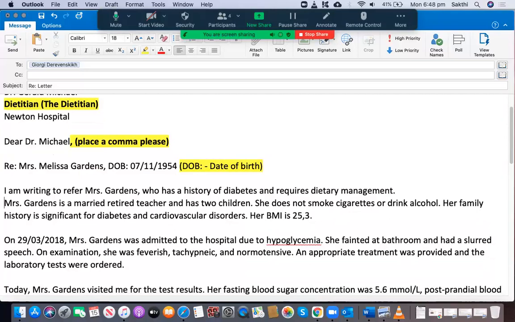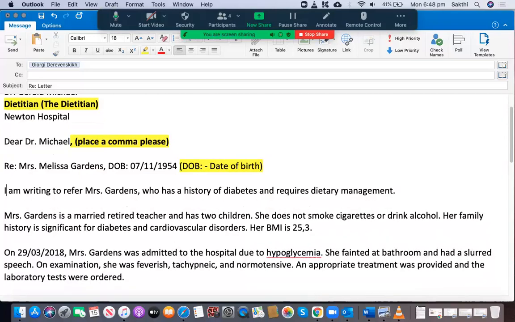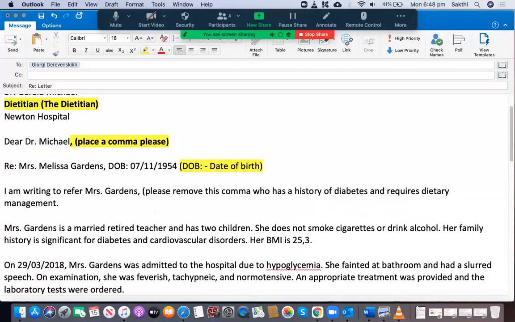I'm writing to refer Mrs. Gordon's, that's good, who has a history of diabetes and requires dietary management. Okay. This comma needs to be removed. Please remove this comma. Okay. In short, you will either use two commas or no commas.